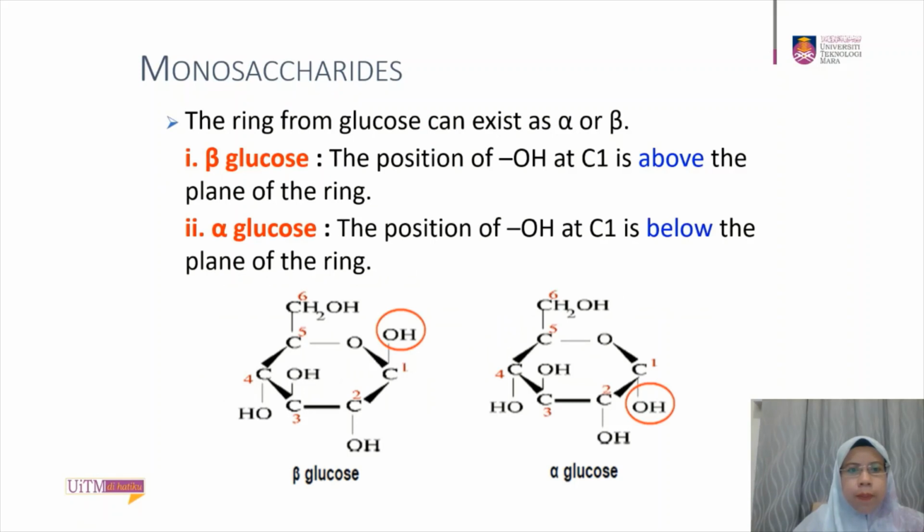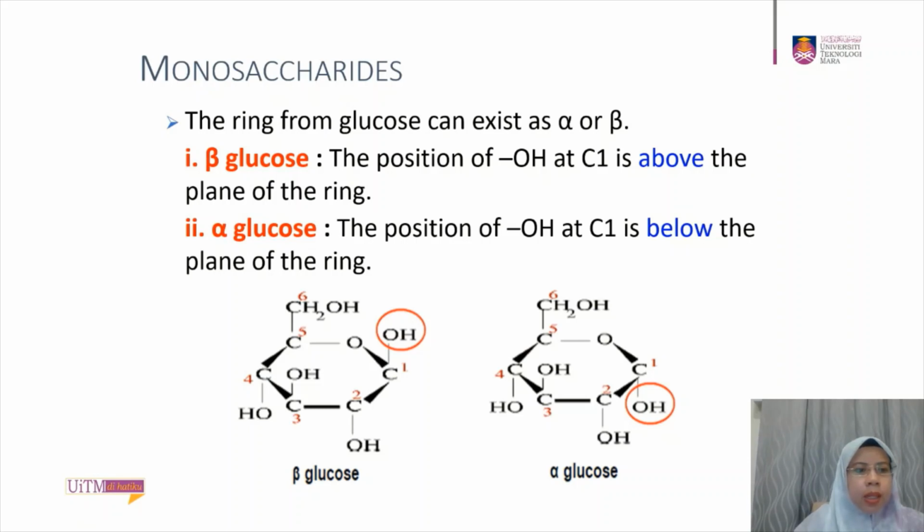Okay. For monosaccharides, the ring form of glucose exists in the form of alpha and beta glucose. What is the difference between alpha and beta glucose? In alpha glucose, the hydroxyl at carbon number 1 is below the plane of the ring, compared to beta glucose, where at carbon number 1 the hydroxyl group is above the plane of the ring.